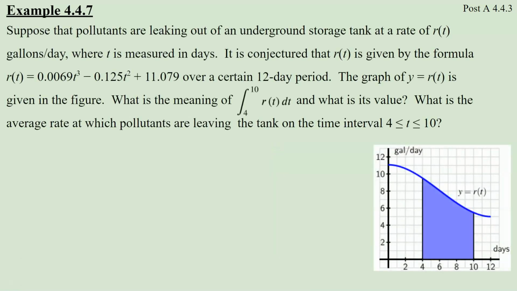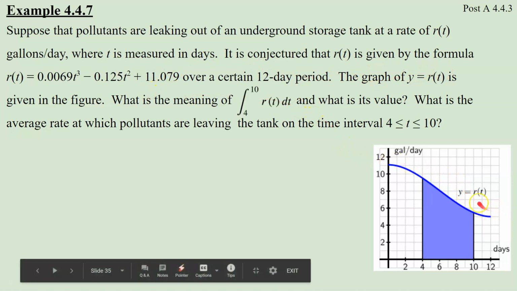Here is a big example for us to digest. Don't be offended that I read this to you. Suppose that pollutants are leaking out of an underground storage tank at a rate of R of t gallons per day, where t is measured in days. It is conjectured that this rate of pollutants leaking out is given by a formula over a certain 12-day period. The graph of R of t is given in the figure. Let's take a look. There's the graph of that function from 0 to 12 days.